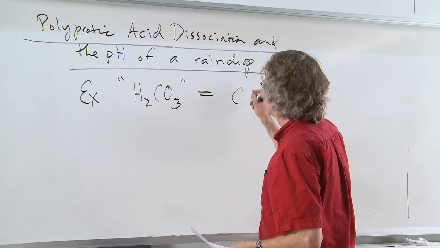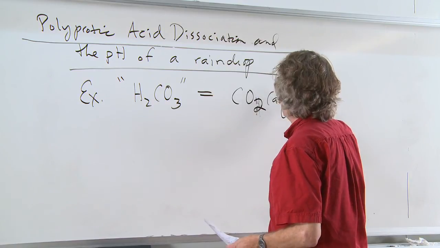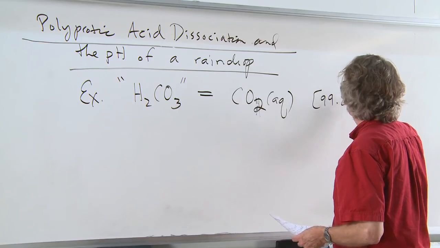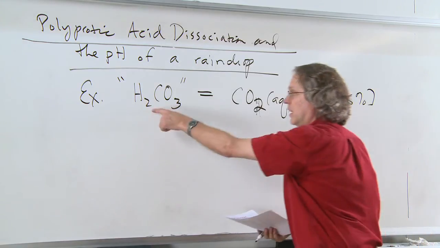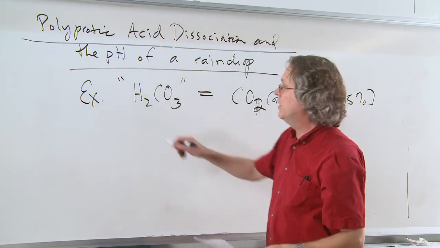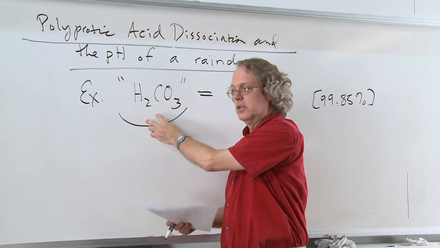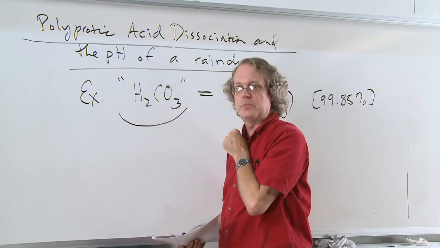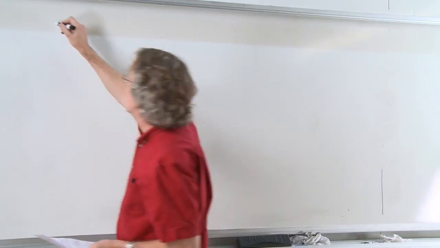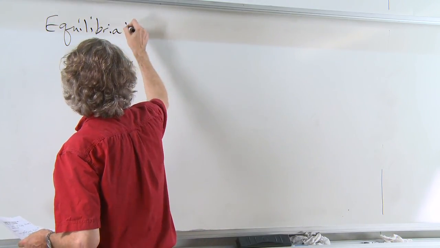What it actually is in solution is CO2 gas, carbon dioxide, dissolved in water, associated with water, and about 99.85% of carbonic acid is in this form. There's a little bit of these molecules floating around, but we can treat it as though it were this particular species. So this is going to be a shorthand for us in terms of looking at the acid behavior of this polyprotic acid. So let's look at the equilibria that we need to consider when looking at this carbonic acid in solution. And this is complicated.